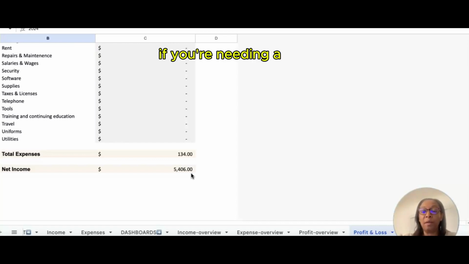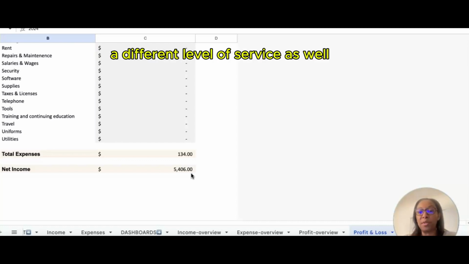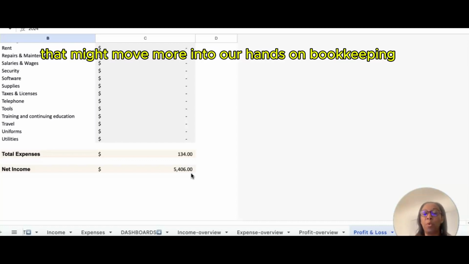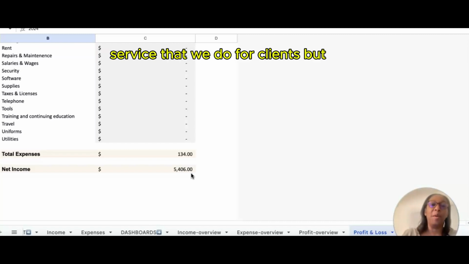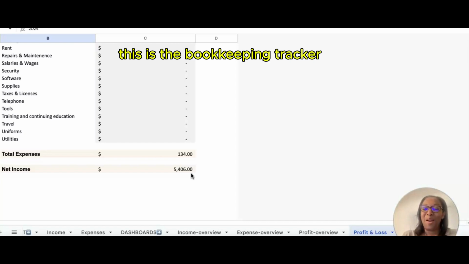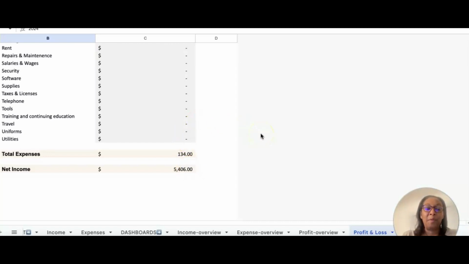But if you're needing a different level of service as well, that might move more into our hands-on bookkeeping service that we do for clients. But this is the Bookkeeping Tracker. I hope you found some value in this.